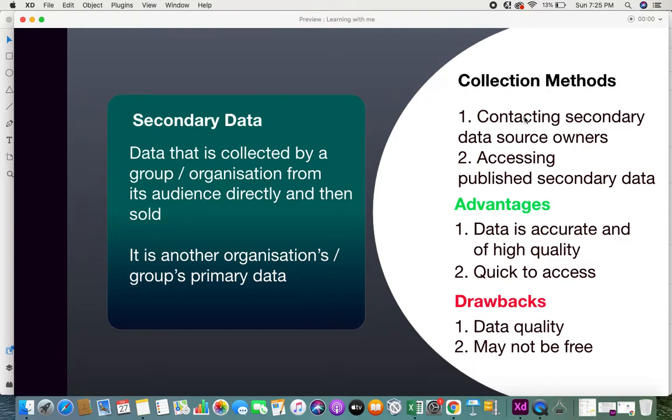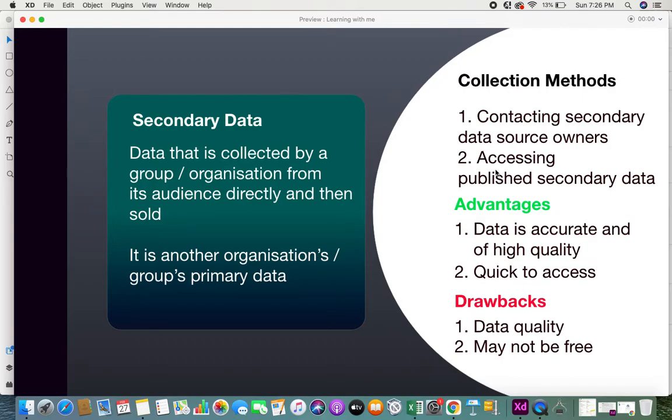And then you should be having the access to published secondary data. So sometimes secondary data is not always free and open source. So definitely you need to go through a lot of steps and processes in order to access that data. You need to be authorized in order to access that published data. So this is the way in which you can access secondary data.